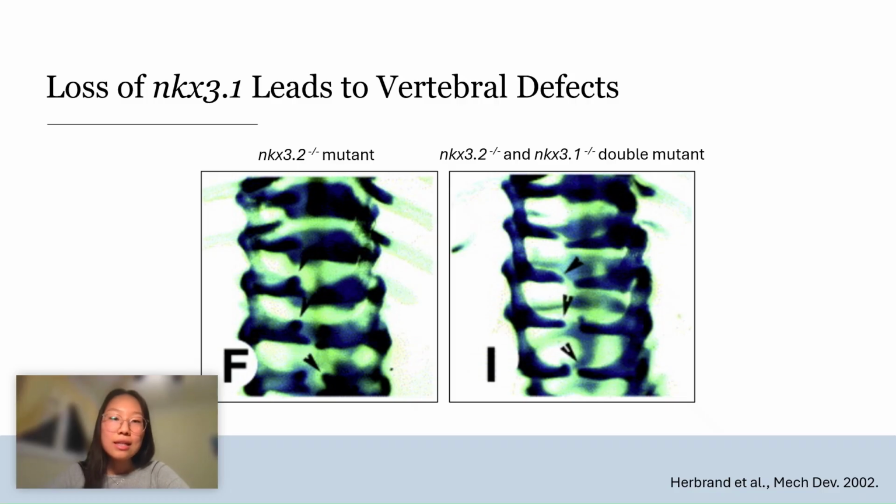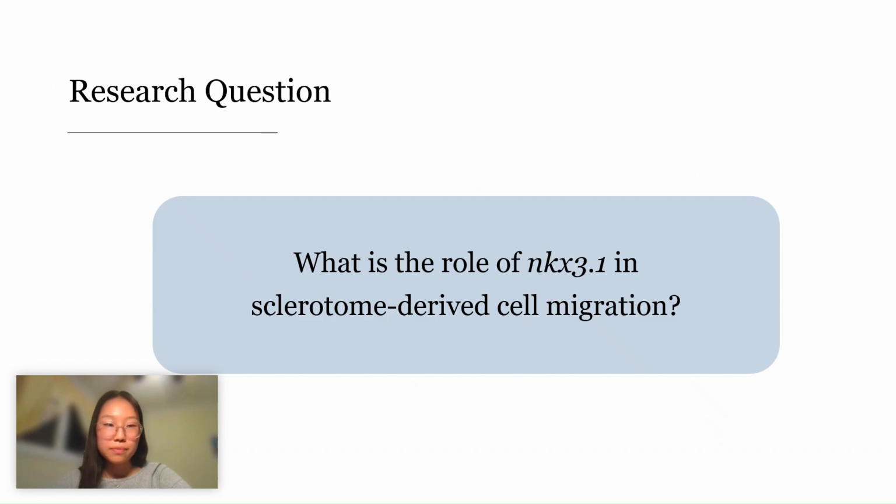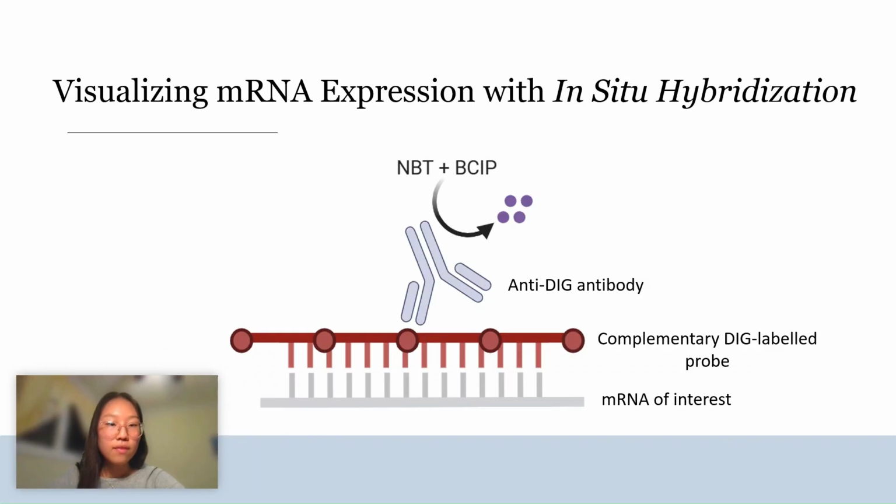While it's well studied in contexts like prostate cancer, its role in embryo development isn't very well known, so my project aims to uncover more knowledge in this area of research. And so one study actually showed that the loss of nkx3.1 in mice leads to vertebral defects, where the vertebrae fail to close properly, as you can see on the right. And since migration of sclerotome cells is critical for vertebral development, I wanted to see what the role of this gene was in the process of cell migration.